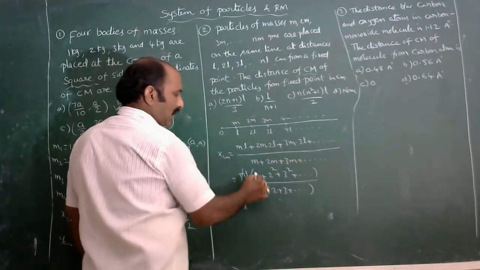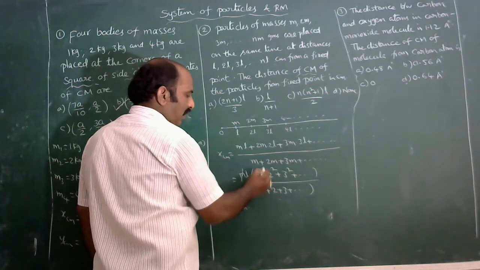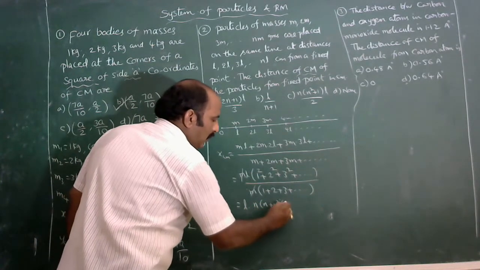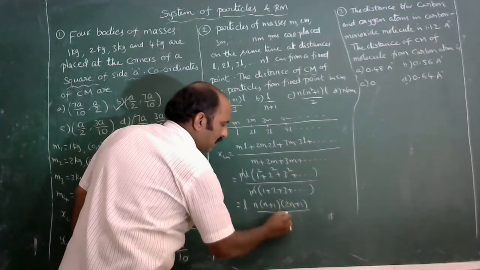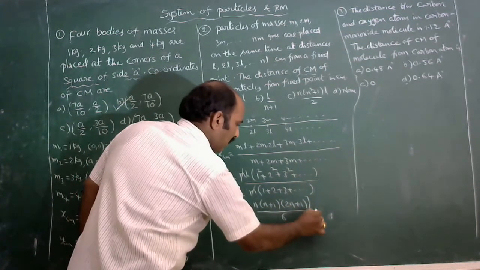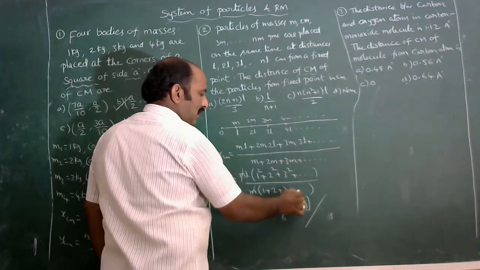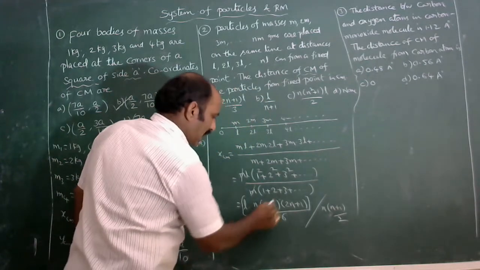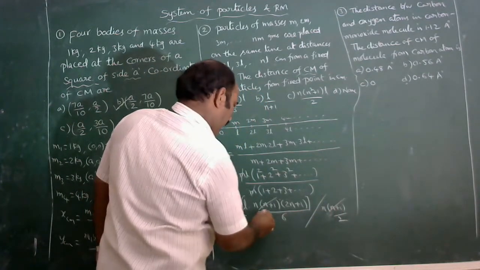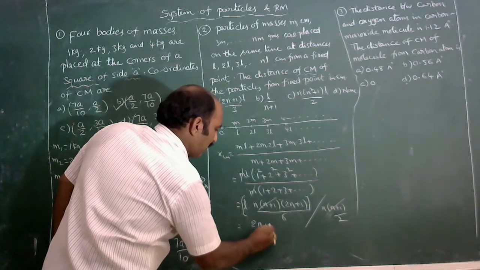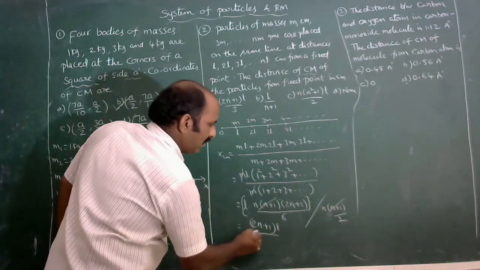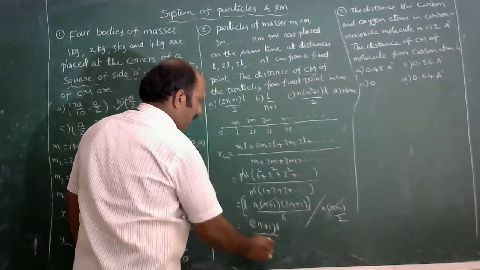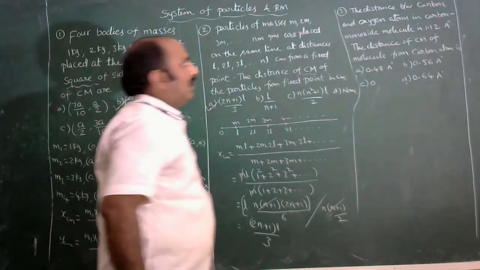Now L into, what is the value of this one? You know, sum of squares of n terms is n into n plus 1 into 2n plus 1 by 6. This is the numerator, whole by 1 plus 2 plus 3 plus up to n terms, you know, n into n plus 1 by 2. So n into n plus 1 cancels, and finally we get 2n plus 1 into L by 2 times 3, so 2n plus 1 into L by 3. Option A is correct.